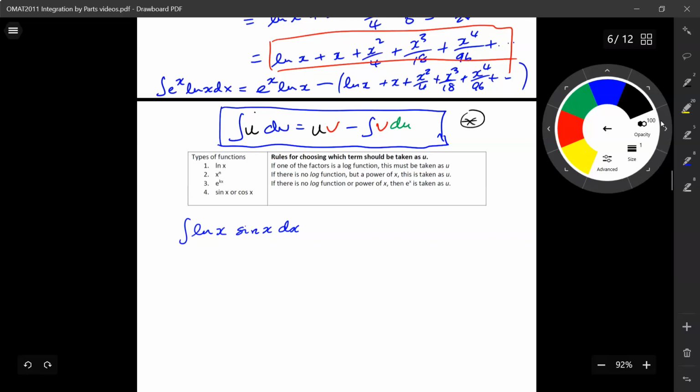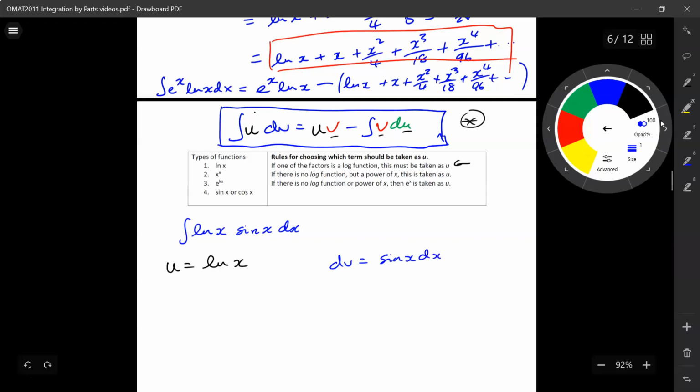integration by parts. So we need to, first of all, identify u and dv, and then from that, we need to calculate du and we need to calculate v. So du is here and v is there. So once again, we go to our table, and the rule is if one of the factors is a log function, that must be taken as u. So we say u is equal to the log of x, and dv is everything else, so it's the sine of x dx.